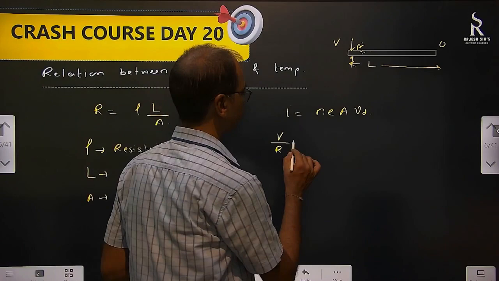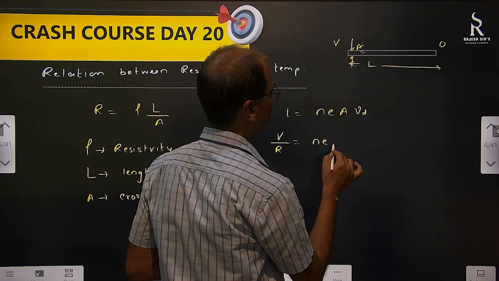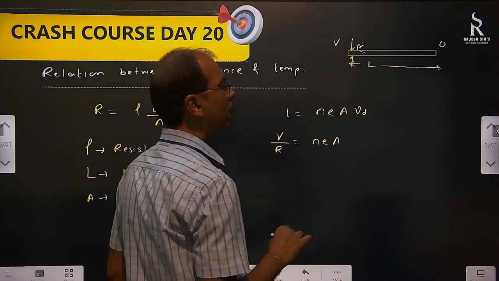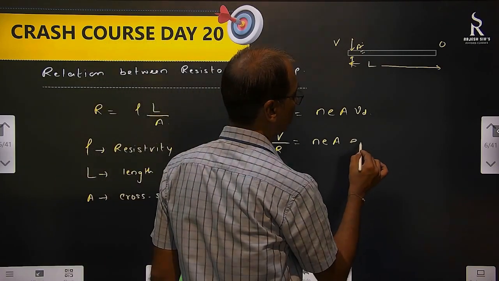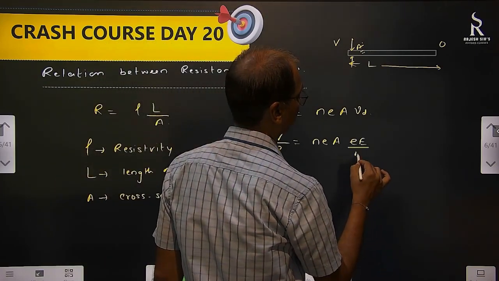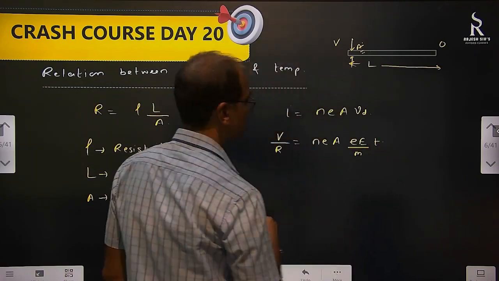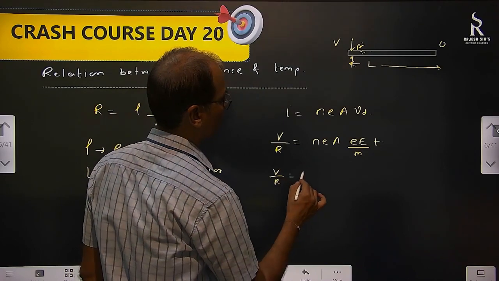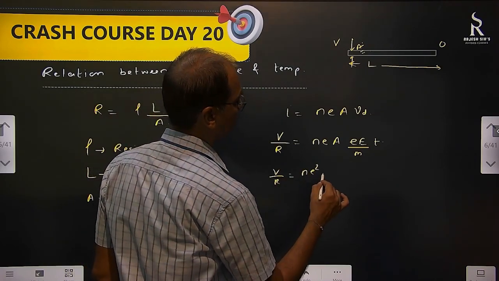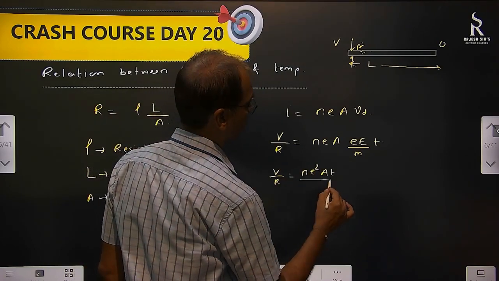Then here E is here, A is here, VD. Now VD I am converting in terms of electric field. So what it is? E by M into T. Okay. So V by R equal to NE square AT by M into E.